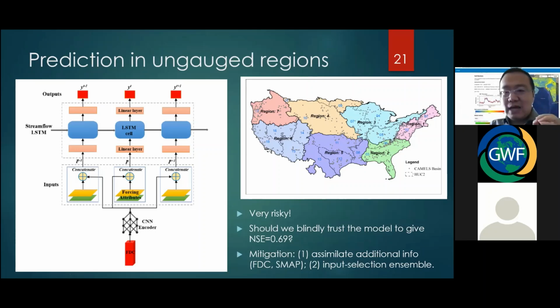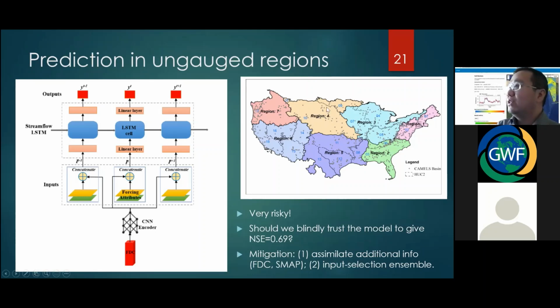So when you do that, you always have a representation from your neighbor, right? So maybe your neighbor is in the training data. But in PUR, you don't have any neighbors. It's like driving blind. Okay, so it's like in this entire region, there's not even a single gauging station. So that's very, very risky, right? You think about it. And we tried that experiment.